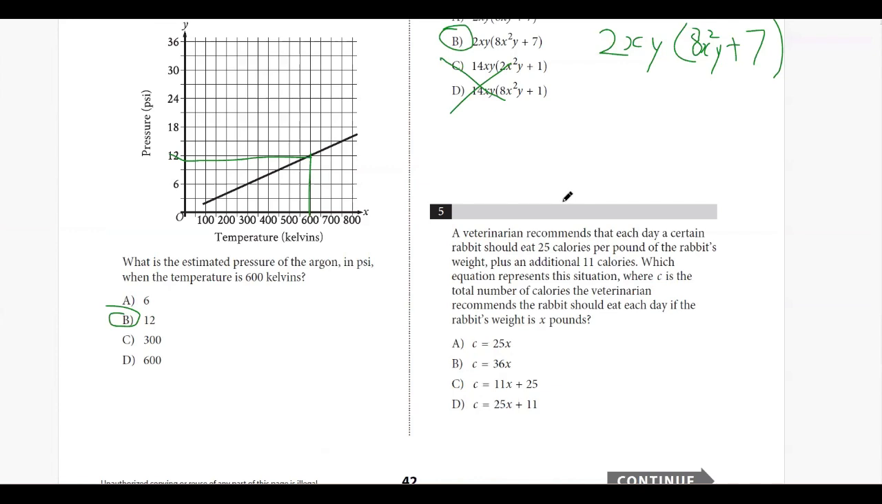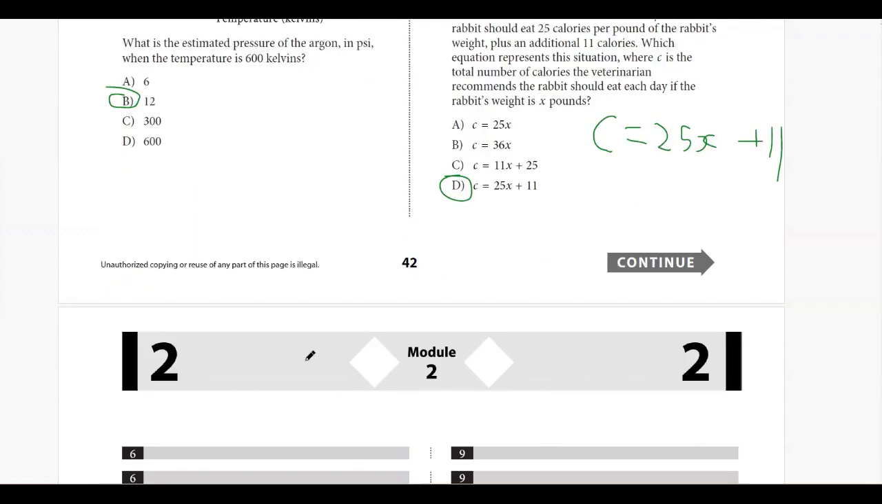A veterinarian recommends that each day a certain rabbit should eat 25 calories per pound of the rabbit's weight plus an additional 11 calories. Which equation represents the situation where C is the total number of calories the veterinarian recommends that the rabbit should eat each day if the rabbit's weight is x pounds? All I gotta do is, we have C here, 25 calories per pound, so 25x, plus 11 here. So D as in David is the correct answer.